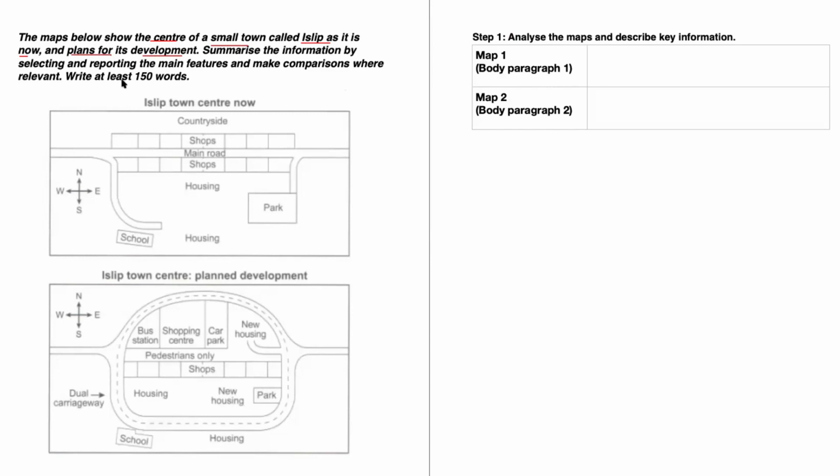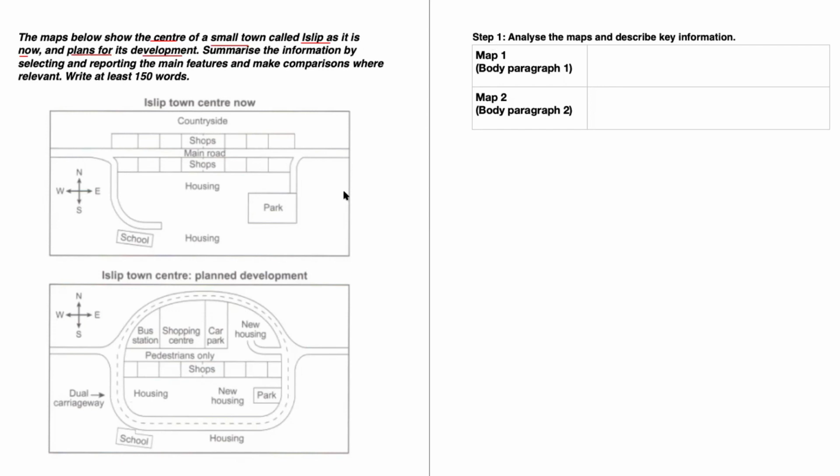Now, this is, again, very similar to our last example, but using a different form of grammar. So we're looking into the future now. So we see how Islip is now and the planned development for the future. We also have a very helpful compass. This is something that will also encourage us to use directions. So let's go ahead and make some notes.